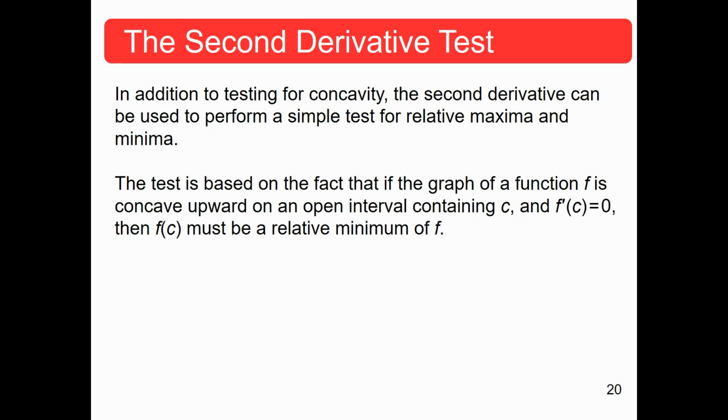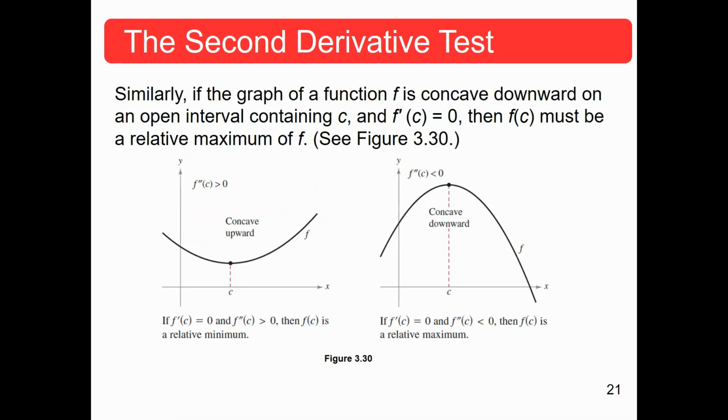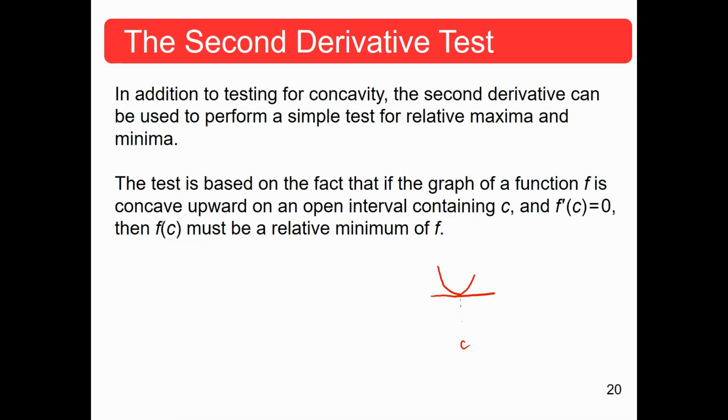So this test is based on the fact that if the graph of the function is concave up on an open interval containing c and f prime is equal to 0, then that point f of c has to be a relative minimum, right? So what we're saying is we're concave up, and this point at c, where the f prime is equal to 0, then this has to be a minimum, right? Because it's the only way we're going to get that first derivative equal to 0. Now, similarly, if it's concave down on the interval, but equal to 0 at that point, then that's got to be a maximum, right?